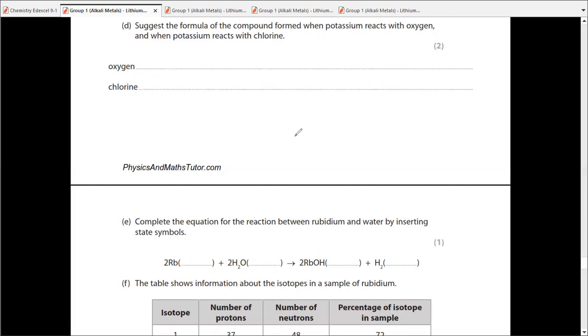Okay. Potassium. So it would be K2O. K2O, good. And chlorine. What's chlorine? Okay. It would be KCl. KCl. Perfect. Okay, moving on.